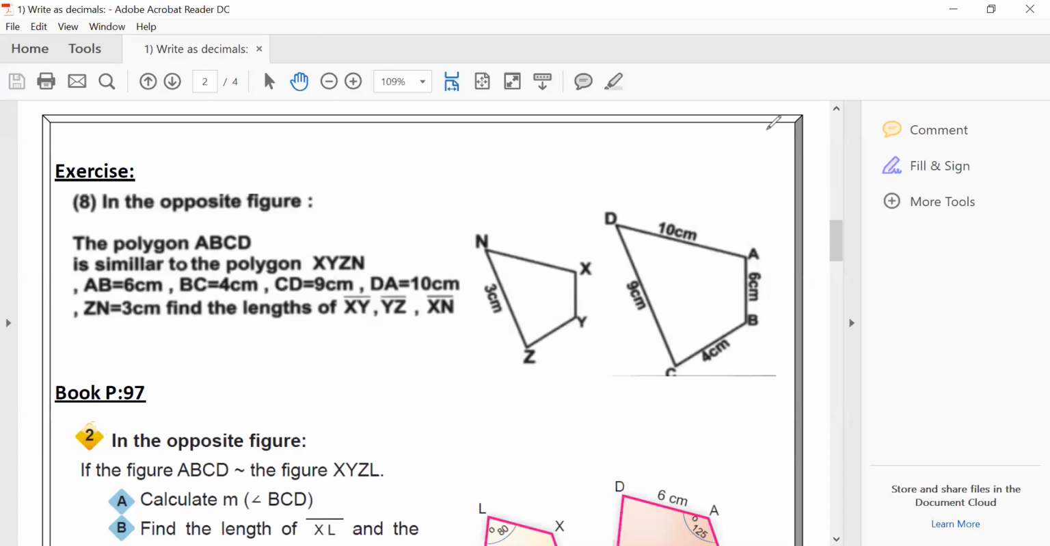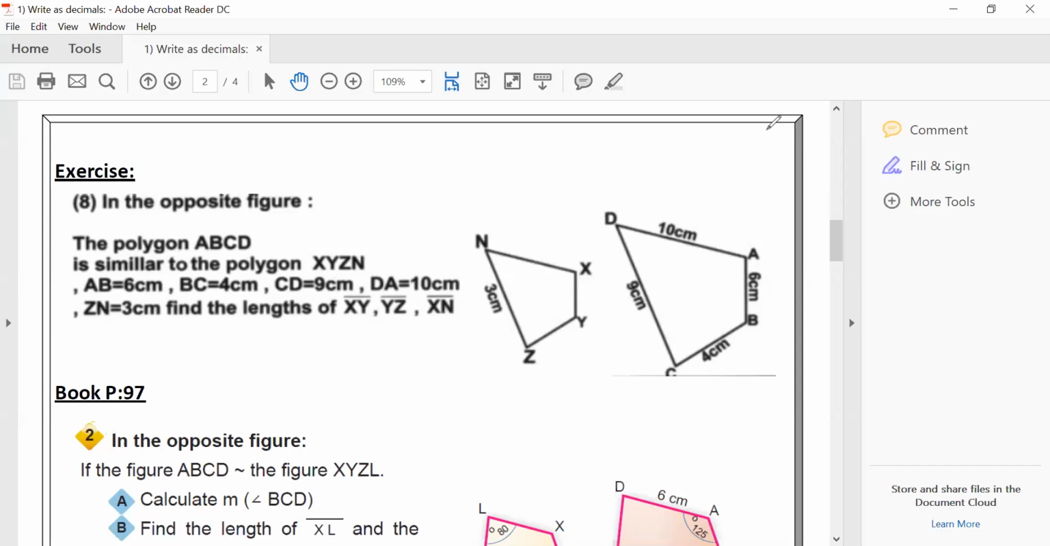Okay. In the opposite figure, given that the polygon ABCD is similar to the polygon XYZN, it is already given that they are similar. When they are similar, what will you deduce? What will you deduce from similarity? That you have what and what?